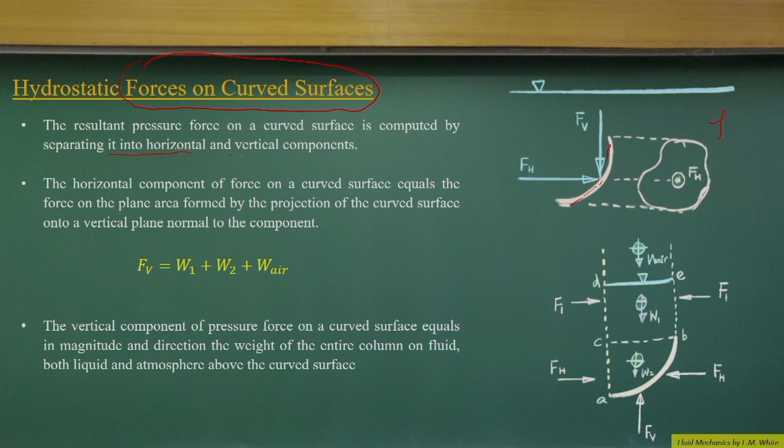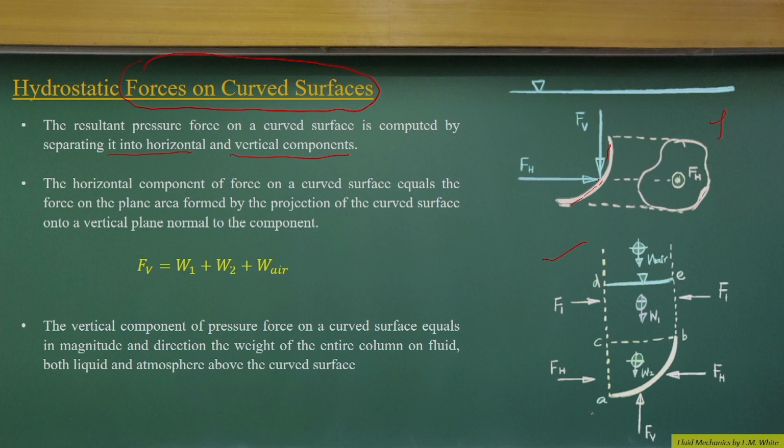The problem is that we can simplify this: we can resolve the force on a curved surface into two parts, horizontal and vertical components. Okay. So, like here, the diagram shows a curved surface and a projected surface on the vertical, and on that the horizontal force is acting and the vertical force is acting in the downward direction. If I draw the free body diagram, it will come like this. That means there will be the free surface here, and on top of the free surface there will be the weight due to the air. Then there will be the weight above this curved surface, W1 and W2. That is the weight of the liquid that we have.